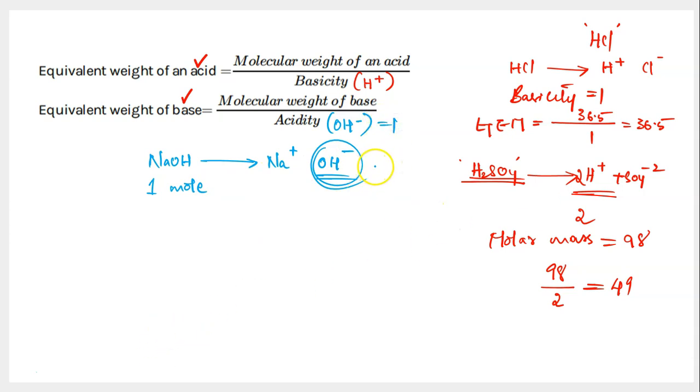Now substituting the values in the formula, the gram equivalent weight of NaOH, which is a base, is equal to the molar mass of NaOH, which is 40 grams per mole, divided by 1. So the gram equivalent mass of NaOH is equal to 40. In this video, we are learning how to calculate gram equivalent mass of different molecules.